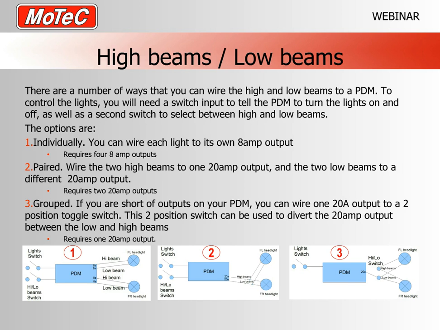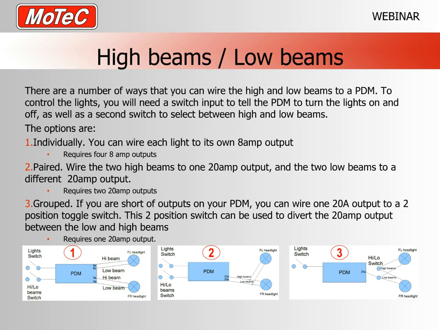Okay, so to look at high beam and low beam systems, there are several ways that we would typically do this. Depending, of course, on the number of outputs you have available from your PDM, you may have to double some things up. But normally you would have a switch into the PDM which will turn the lights on and off, and then you might have a high beam and low beam select switch.